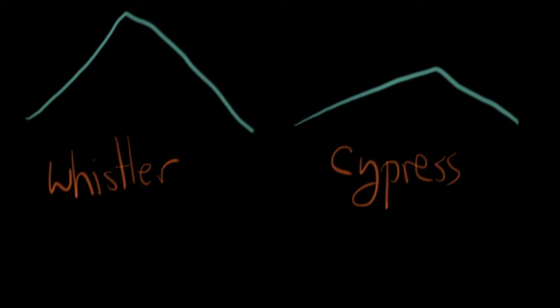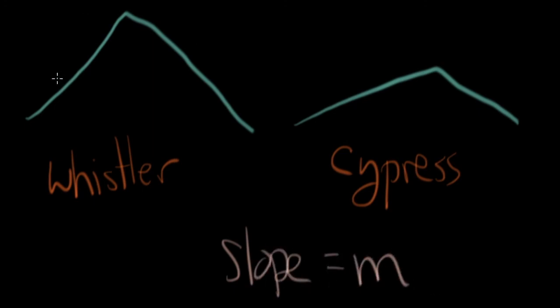And we're talking about slope, so that's kind of the topic right now. And don't forget, slope is designated by the letter m. So we're talking about slope. We're really talking about how steep things are.